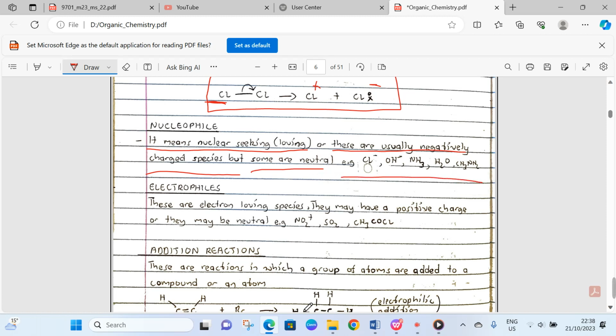They're always seeking for positively charged species. Electrophiles are electron loving species. They have a positive charge, or they may be neutral. Examples of electrophiles are this, and that. So take down the examples that I was giving you.